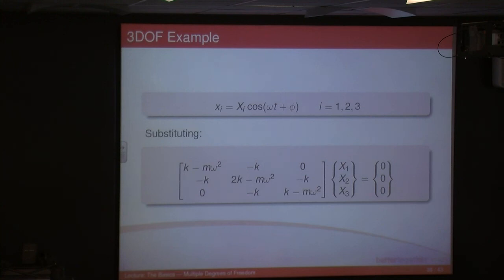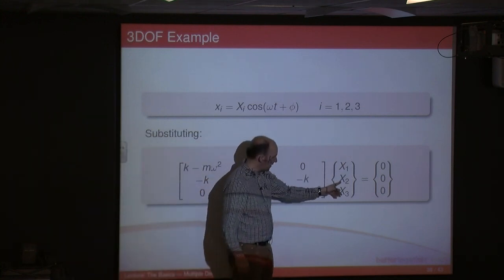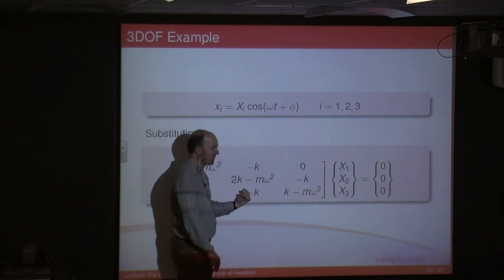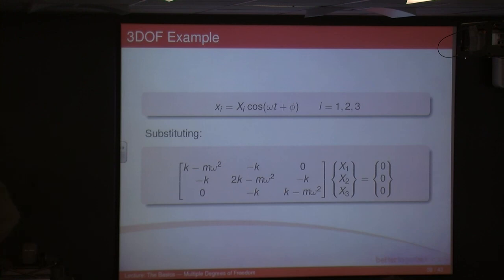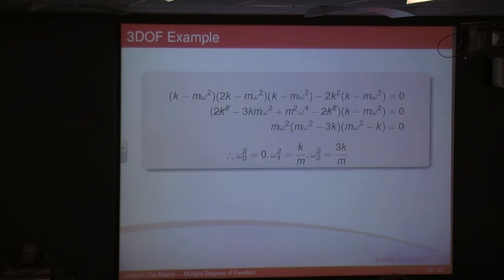Now, you're thinking, well, hold on a second. If we set this to be 1, we've got 2 unknowns. But the thing is, we've actually got 3 equations that we can use to solve those 2 unknowns. And so it's relatively straightforward. But we first need to find our natural frequencies.